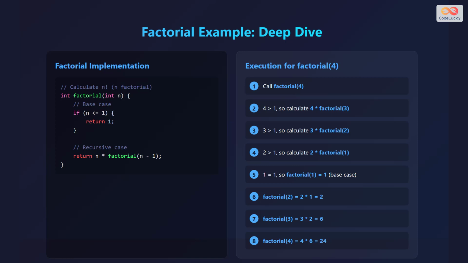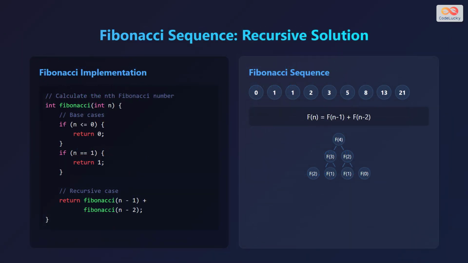Then factorial of 2 returns 2 times 1, which is 2. Then factorial of 3 returns 3 times 2, which is 6. Finally, factorial of 4 returns 4 times 6, which is 24. Let's consider the Fibonacci sequence.